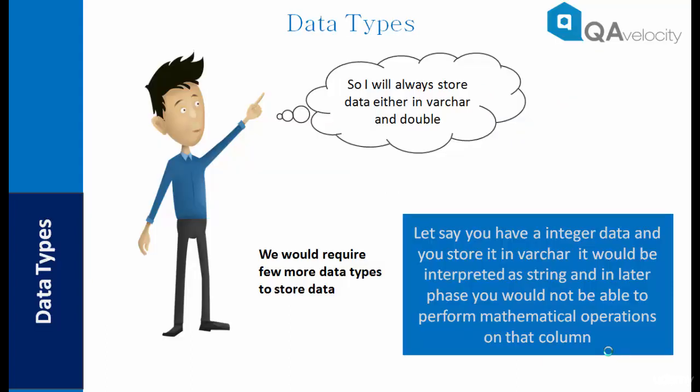As we have seen in the previous example, we have used only two data types, varchar and integer. The question that comes to mind is, are there more data types available? And the answer is yes, there are a few more data types available in a database. Why should we use multiple data types? Can't we store all the data in these data types? Alright, that's an obvious question. But if we use only two data types, it would be a big challenge for us in the later phase of implementation. Let's say you have integer data and you stored the same data in a varchar data type. Then it would be interpreted as a string. And in future, if you would like to perform some mathematical operation on that column, it would not be possible.